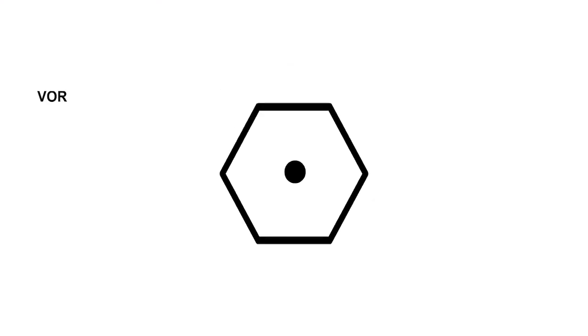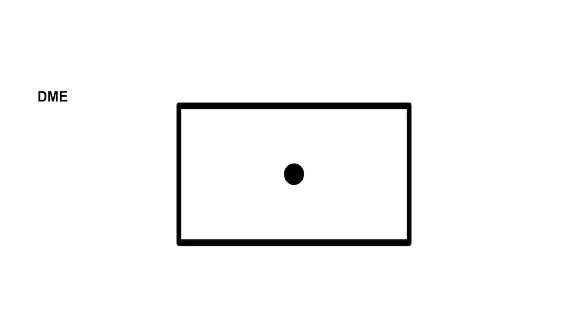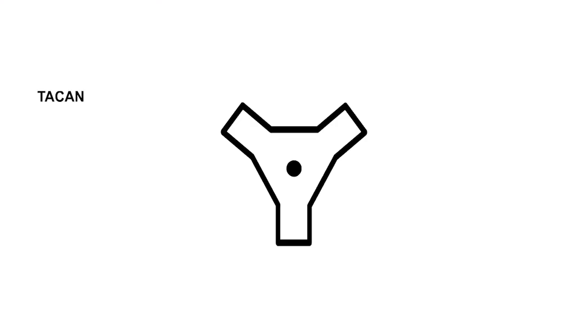A VOR is a hexagonal symbol with a dot to show the exact location, and a DME is a rectangle, again with a location dot. A TACAN is a military nav aid which gives range and bearing using UHF frequencies. Civilian aircraft cannot receive the TACAN bearings, but they can interrogate the range using normal civilian DME receiver equipment. For all practical purposes, you can treat a TACAN just like a DME.